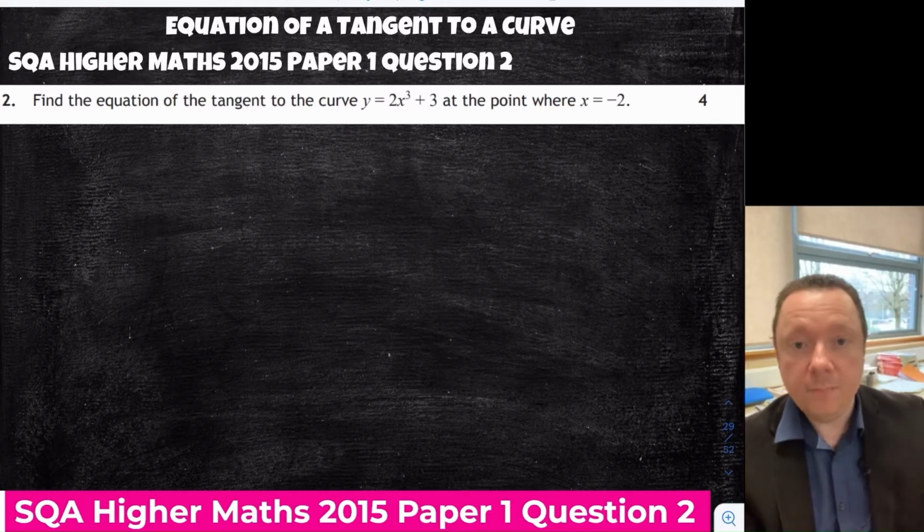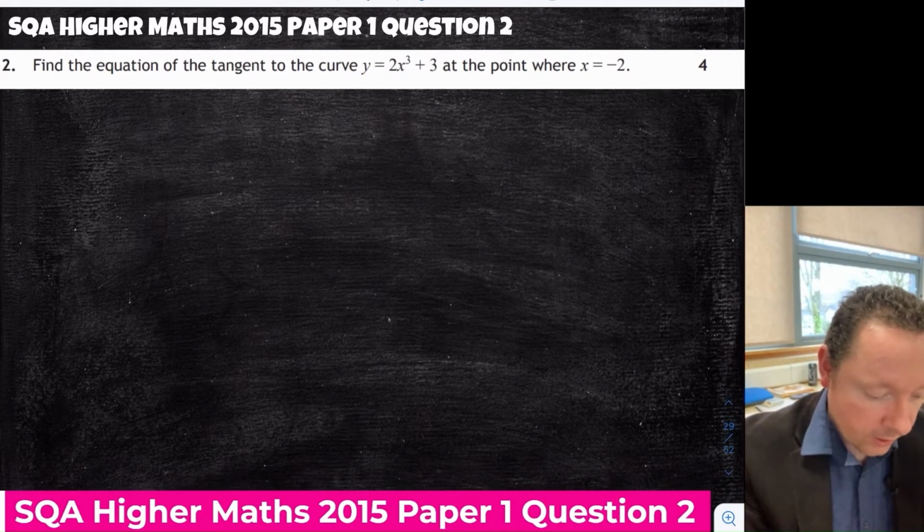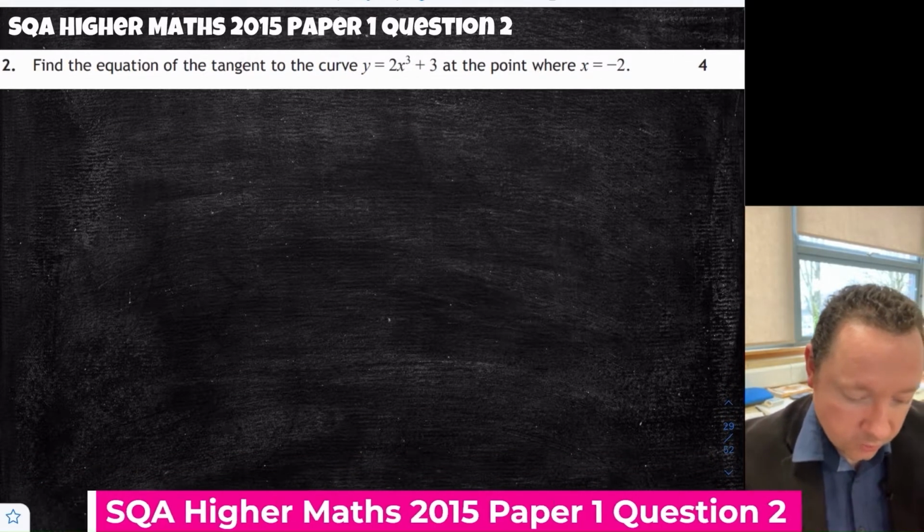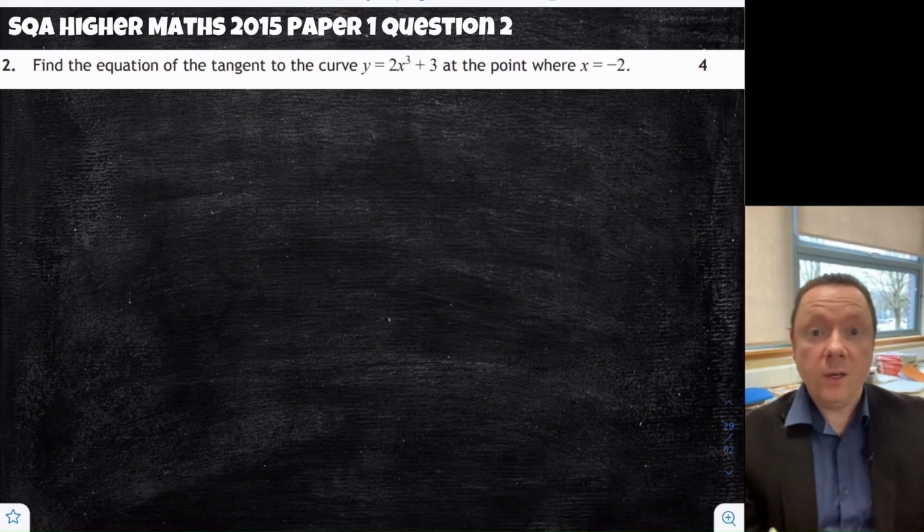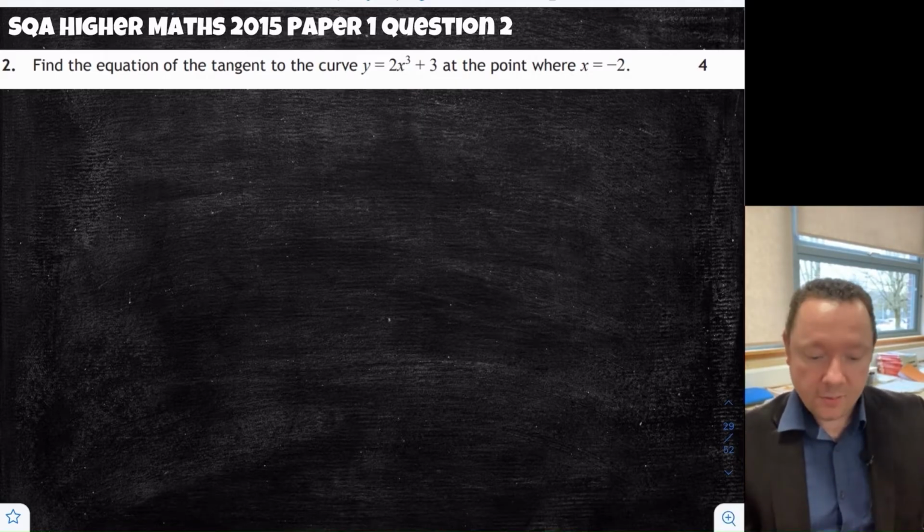A tangent to a curve. SQA Higher Maths 2015, paper 1, question 2. Find the equation of a tangent to the curve y equals 2x cubed plus 3 at the point x equals minus 2. Equation of a tangent means differentiate and sub in the number.